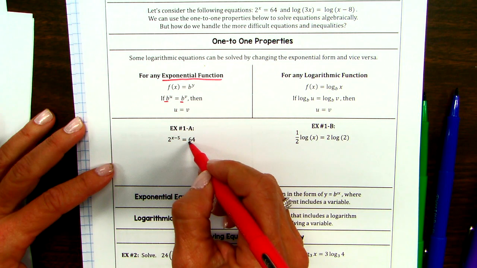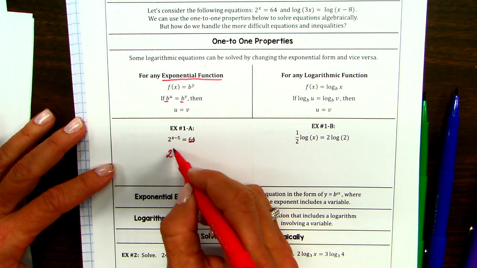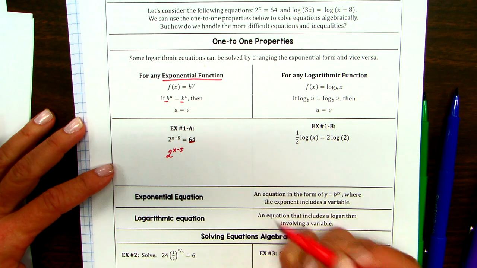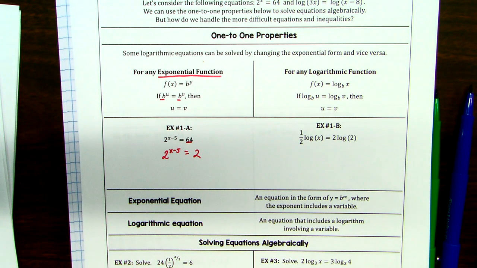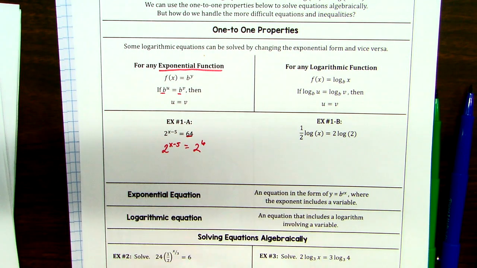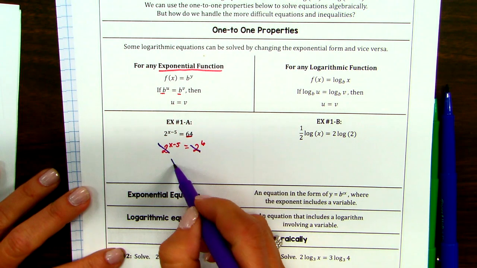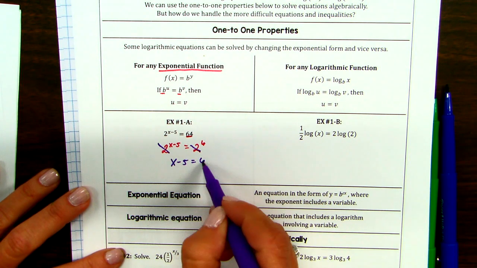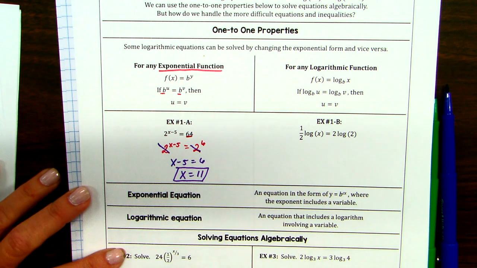And what I can do with this 64 is make it a base 2, so like bases. So I can rewrite this as 2 to the x minus 5 equals 2 to the calculator, or whatever you need to do. 2 to the 4th is 16, 2 to the 5th is 32, 2 to the 6th is 64. And once you have like bases, you can set your exponents equal to each other and solve that equation and get x is 11.